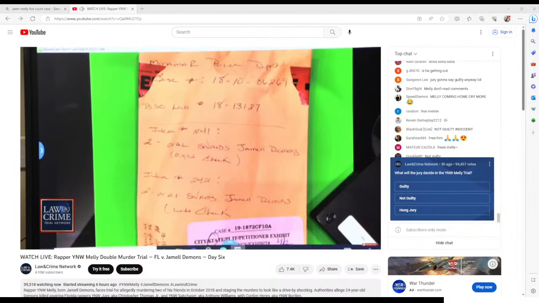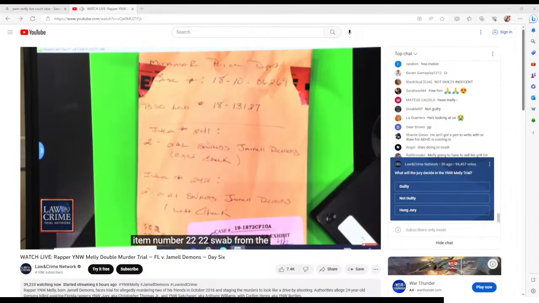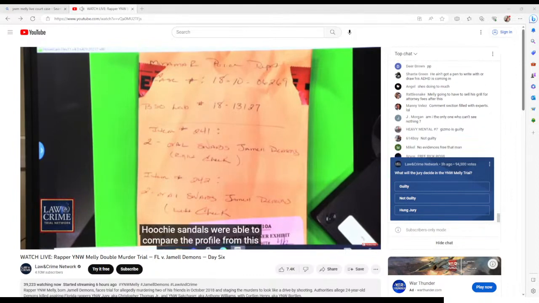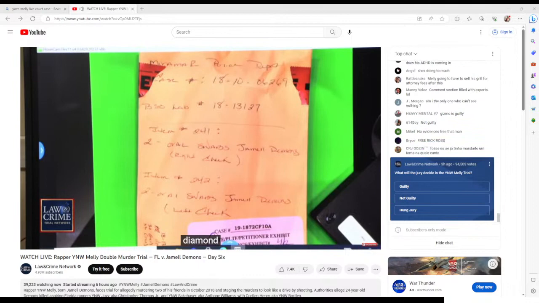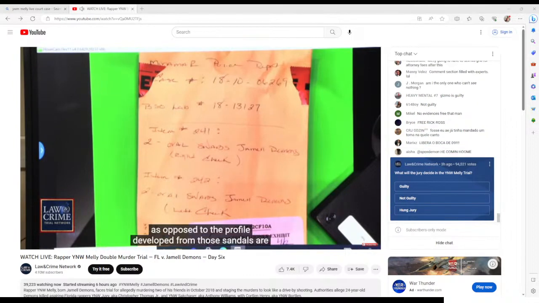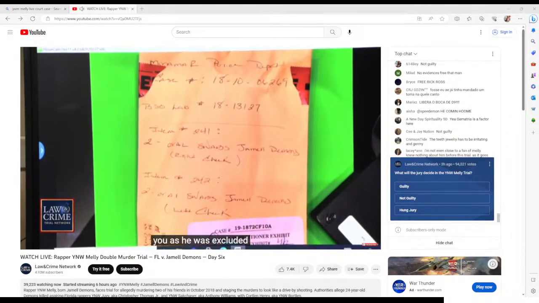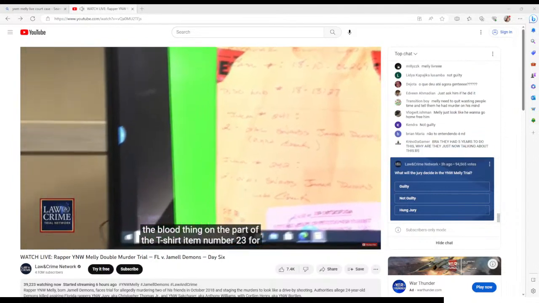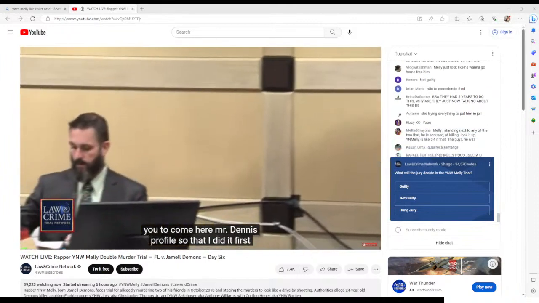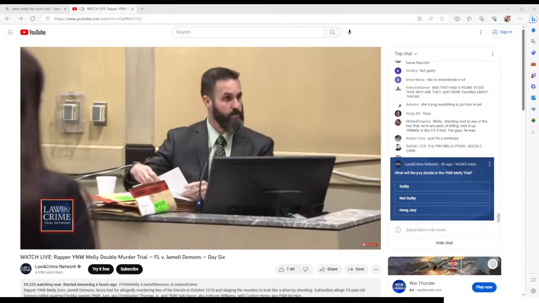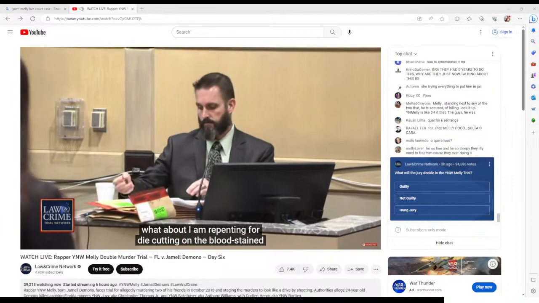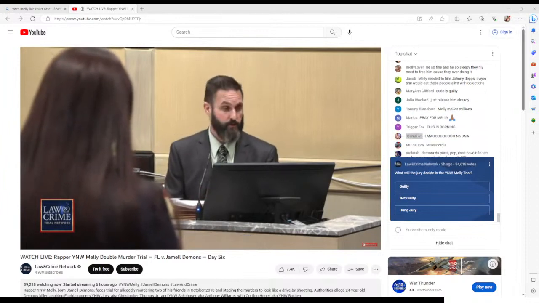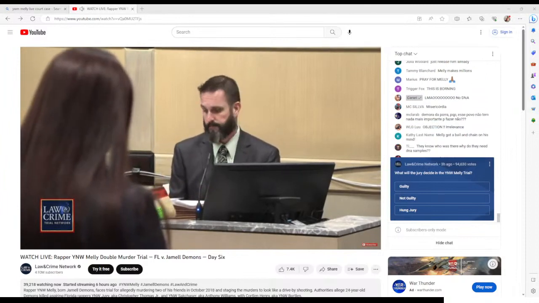So going to item number 22, the swab from the Gucci sandals. Were you able to compare the profile from Mr. Demons as opposed to the profile developed from those sandals? I did, and he was excluded. The blood stain on the front of the t-shirt, item number 23, were you able to compare Mr. Demons' profile to that? I did a comparison, and he was again excluded. What about item number 24, the cutting on the blood stain of the rear of the t-shirt? After comparisons were done, he was excluded.